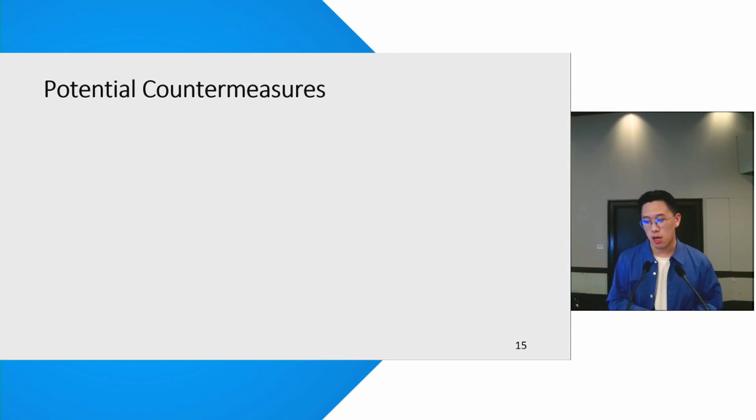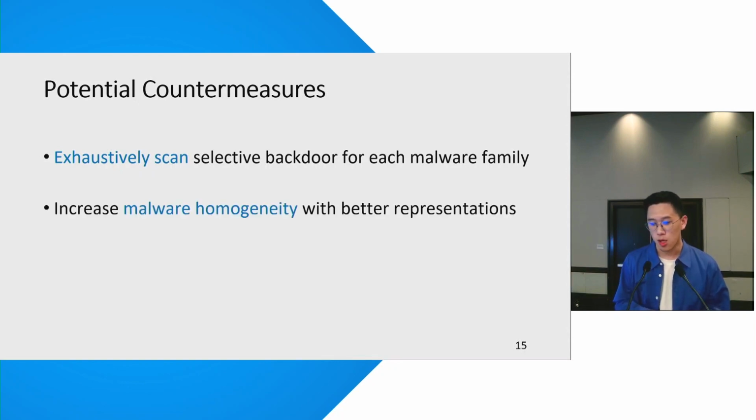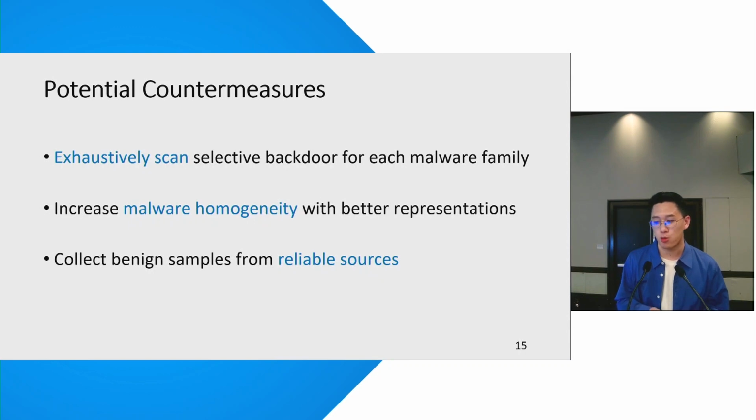Here are some potential countermeasures. The first one is a naive idea that we can exhaustively scan each family to find the backdoor. Also, a better representation that can increase the malware homogeneity might be useful, making it hard to create a selective backdoor. Such representation is still an open problem. The last one, mitigation, might be just collecting benign samples from reliable sources only.